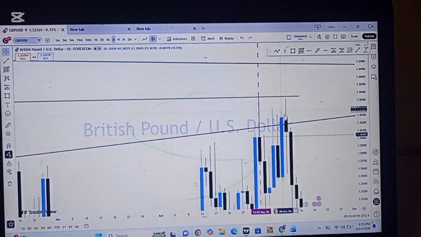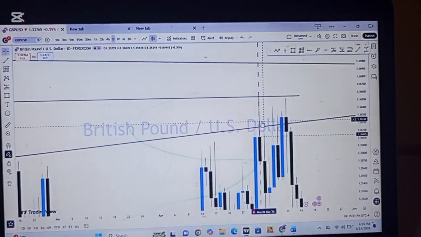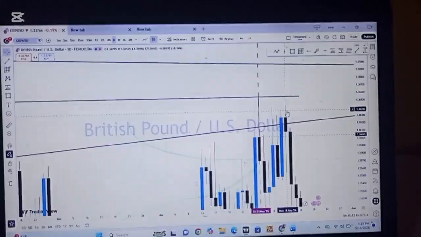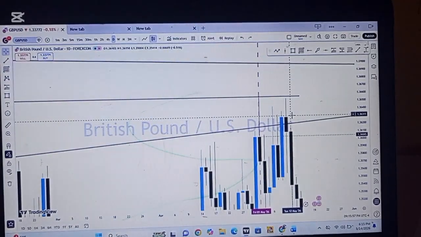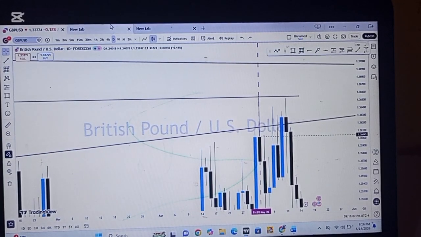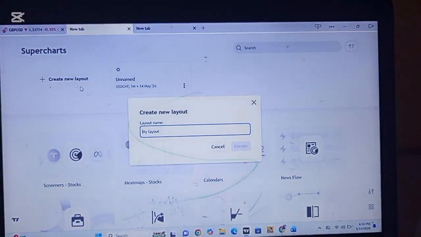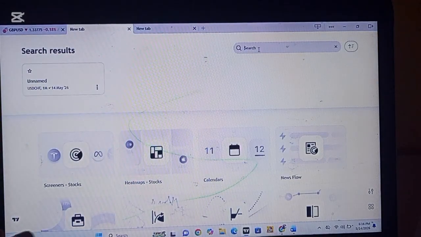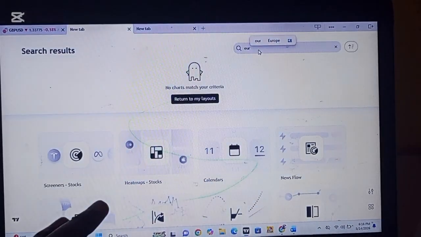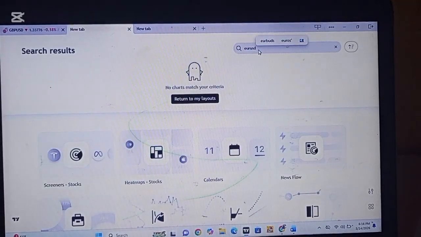And here we already have a CRT in play. So you can do this. You can SMT with what? SMT GU or EU, because when I open a new tab here, Euro USD, enter.